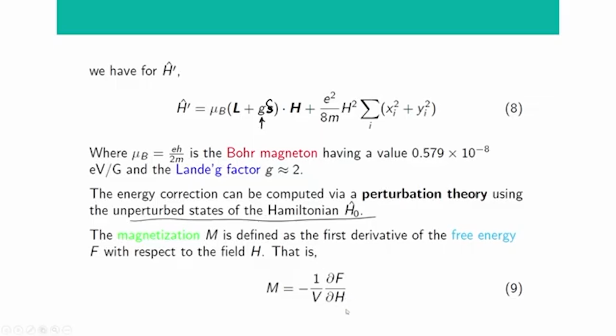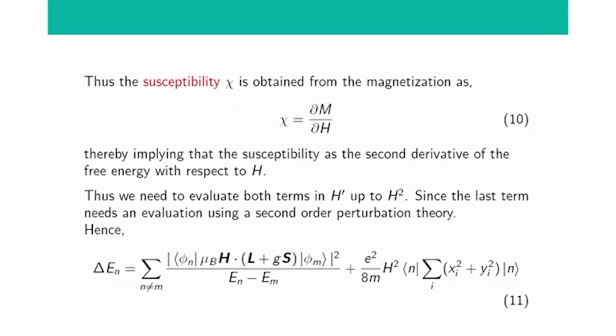That is because you can't divide by a vector or take a derivative with respect to a vector. So, what you do is take the derivative with respect to the magnitude of h. So, the susceptibility is defined as del m del h. Now, it is very clear that you have a double derivative. So, this is actually del 2 F del h 2. And so, you need the free energy to survive up to second order in H, and that is why you need to evaluate this H prime up to H square.